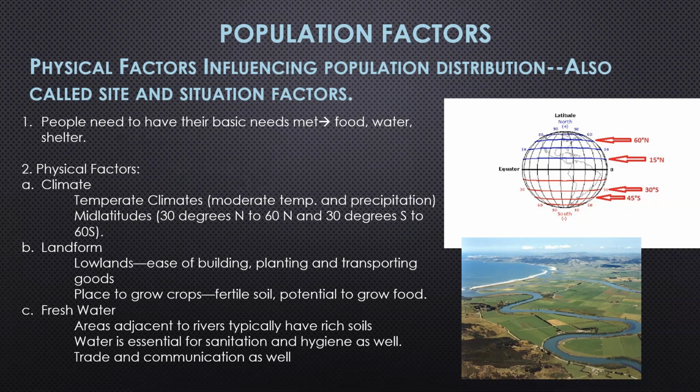Human beings, generally speaking, over the course of history, have lived in lowlands, due to the ease of building, planting, and transporting goods. These areas provide places to grow crops. They provide fertile soil, potential to grow food. And more importantly, human beings settle near fresh water. Areas adjacent to rivers typically have rich soils. Water is essential for sanitation and hygiene, and also for trade and communication as well.